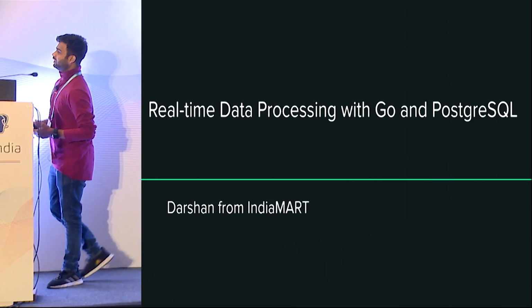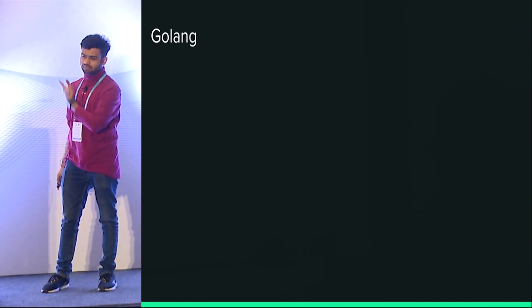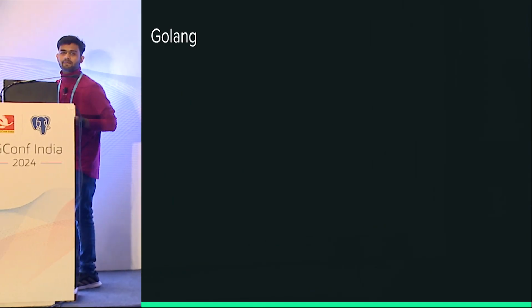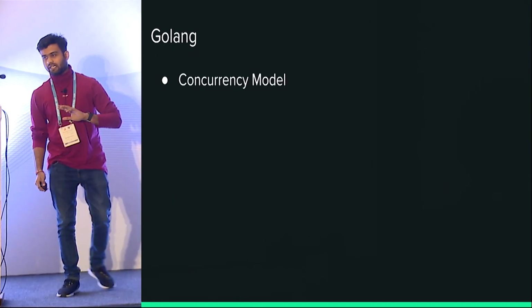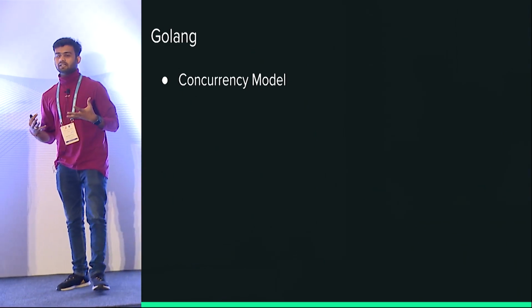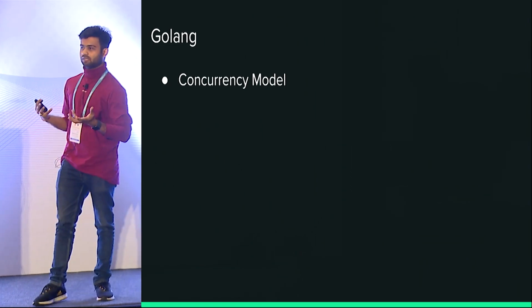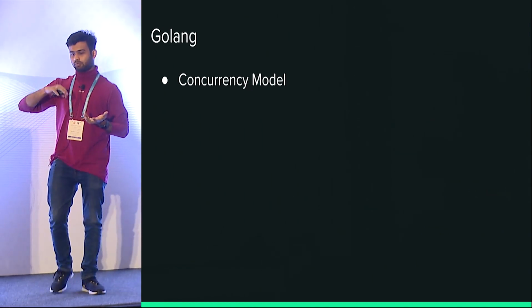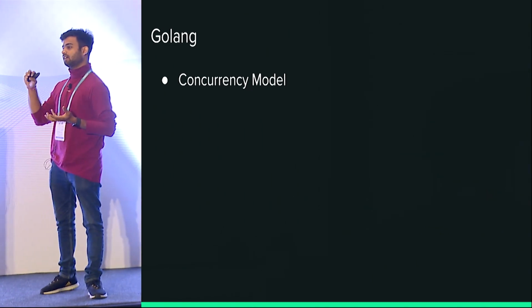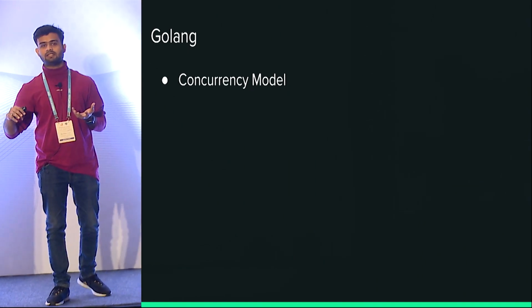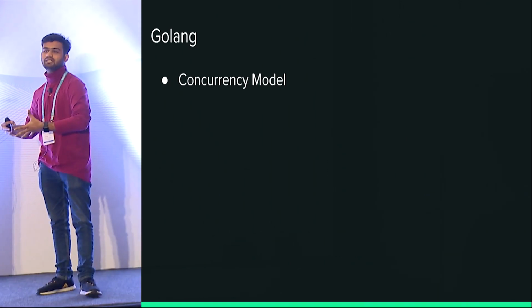So again, real-time data processing with Go and PostgreSQL. First we'll see some of Golang's features and why I used it. Golang has a very good concurrency model. When I say concurrency model, we have OS threads and user-level threads, right? Golang has a very good polling mechanism where it chooses the threads very effectively so that the response time of the APIs or any application will be as efficient as possible.